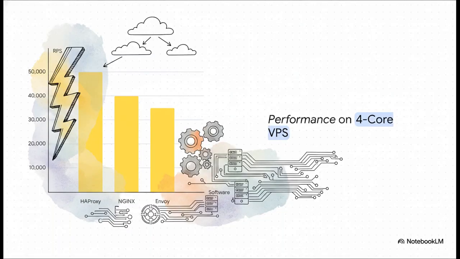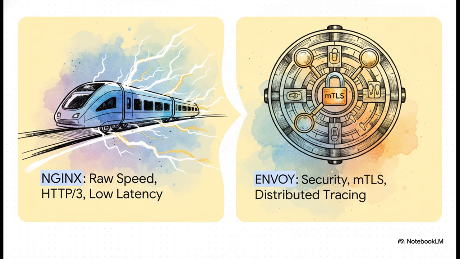When put to the test on a standard 4-core virtual private server, HAProxy easily pushes past 50,000 requests per second. Its single-threaded nature ruthlessly eliminates context switching overhead, making it the undisputed champion for pure HTTP/1.1 throughput. NGINX holds incredibly strong at 40,000, while Envoy, which does require a bit more memory and CPU overhead for all its advanced features, sits at around 35,000. But hey, raw speed isn't the whole story.